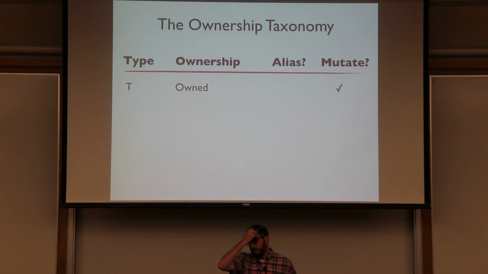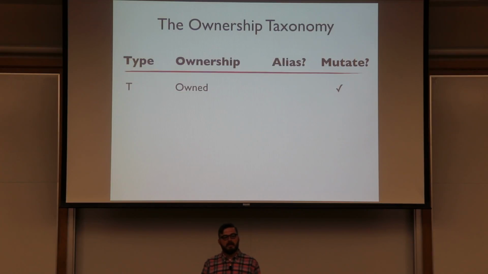So I mentioned before this idea that it's the combination of aliasing and mutation that gets us into trouble. And that insight sort of explains the basic Rust ownership system. So what we're going to do is walk through a bunch of different types in Rust and understand in which cases you get to alias, in which cases you get to mutate, and how Rust manages that.